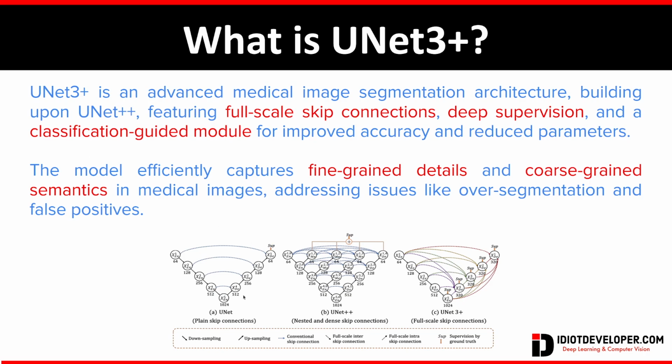Here below you can see a comparative block diagram of UNet, UNet++, and UNet 3 Plus. UNet utilizes basic skip connections, whereas UNet++ enhances this by introducing nested and dense skip connections. UNet 3 Plus goes beyond by incorporating full-scale skip connections, improving the model's efficiency in capturing information across various scales for more accurate medical image segmentation, thus addressing a limitation of both UNet and UNet++.